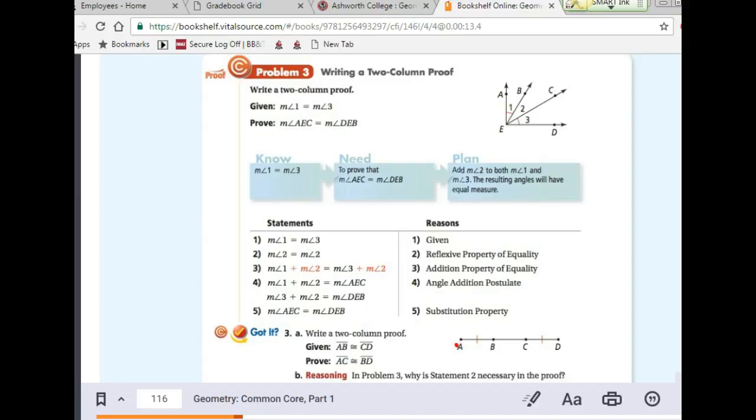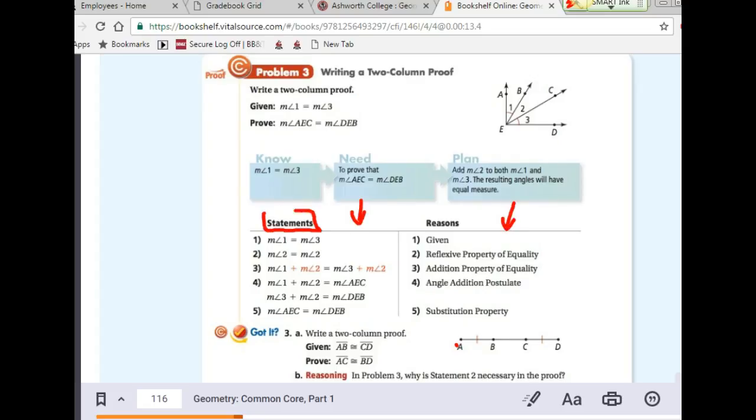Hello, we're looking at Geometry Part 1, Lesson 2-5 in your textbook. This is page 116. This particular lesson is talking about proving and using reasoning in your algebra and geometry. A proof, especially a two-column proof, if you read the page before this, it goes into detail about how to do this. But writing a two-column proof gets its name simply because there are literally two columns.